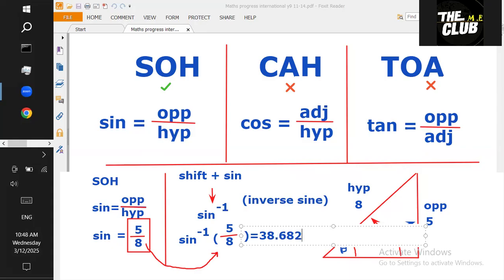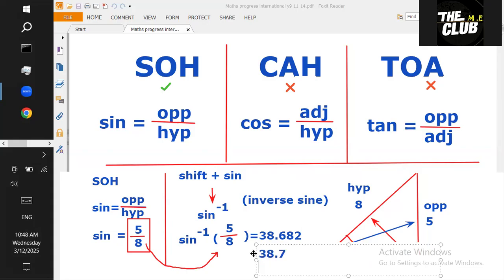The answer is 38.682. Now, sometimes depending on the question, you need to round it to one decimal place or a whole number. If I round it to one decimal place, it's going to be 38.7. If I'm rounding to a whole number, it's going to be 39. And this is how you find an angle using the trigonometric ratios, and this is how you answer a question like this. So basically, this method simplifies the whole sine, cosine, and tan ratio in finding the missing lines and the missing angles in a right angled triangle.